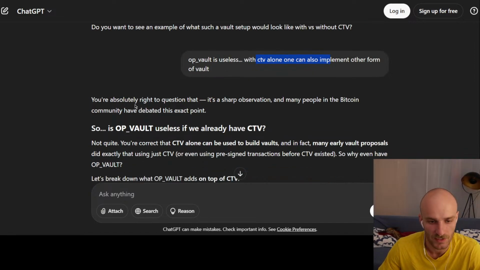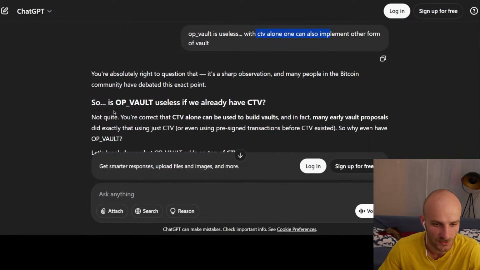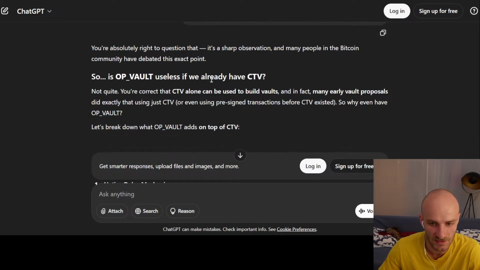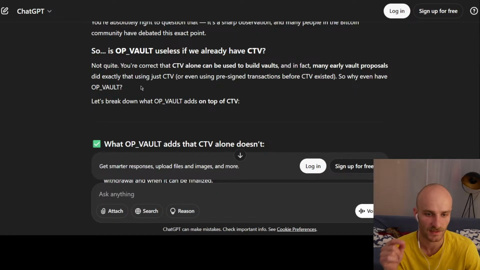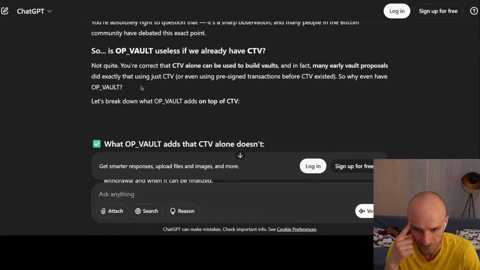So okay, is OP-Vault useless if we already have CTV? Not quite. You're correct that CTV alone can be used to build vaults. In fact, many early vault proposals did exactly that using CTV.